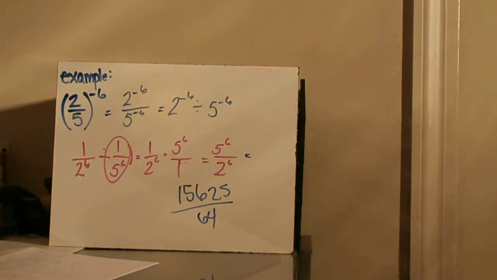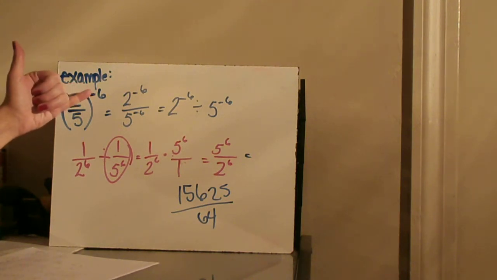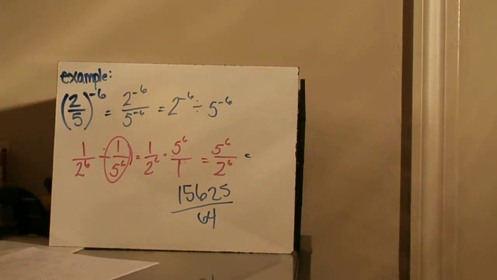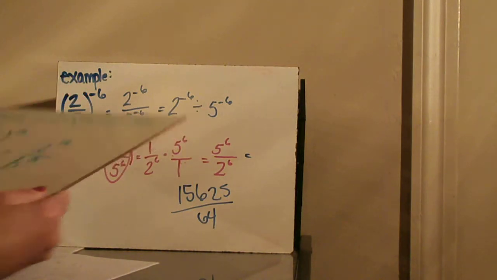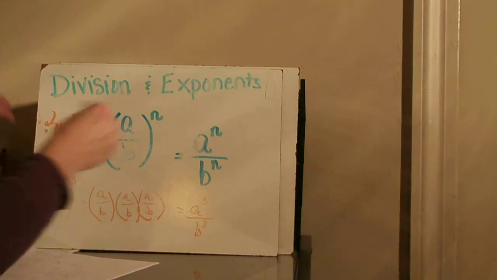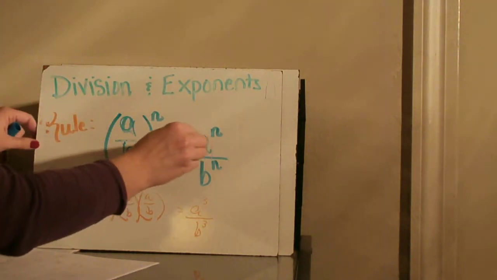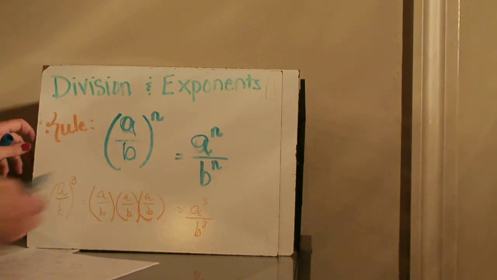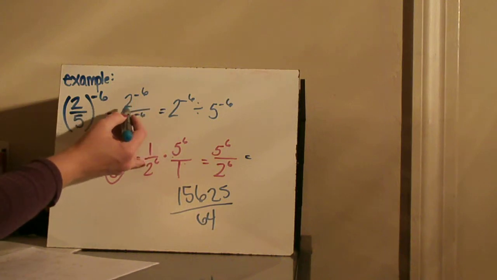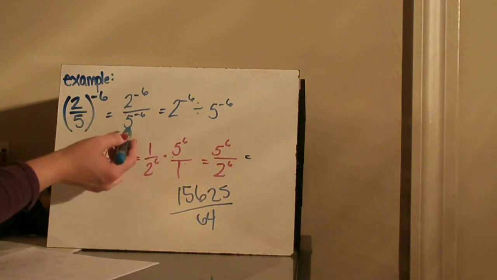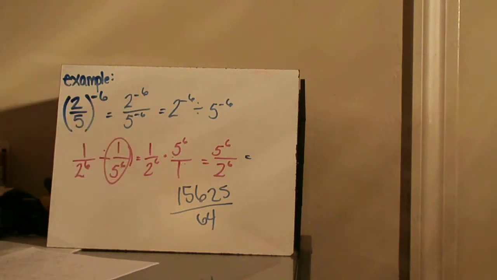So since I had a typo, let me go over this problem one more time. We had 2/5 raised to the -6. So based on our rule, when we have a fraction raised to a power, we take the numerator and raise it to that power, and the denominator and raise it to that power. So I took the numerator 2 and raised it to -6, and I took the denominator 5 and raised it to -6.